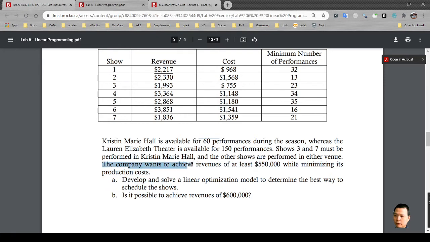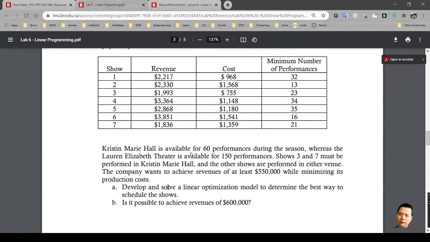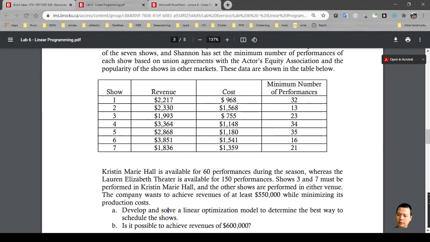So the company wants to achieve revenue of at least 550 while minimizing cost. So they want at least this amount of revenue, but at the meantime they want to minimize cost. Minimize cost. So let's solve this problem.